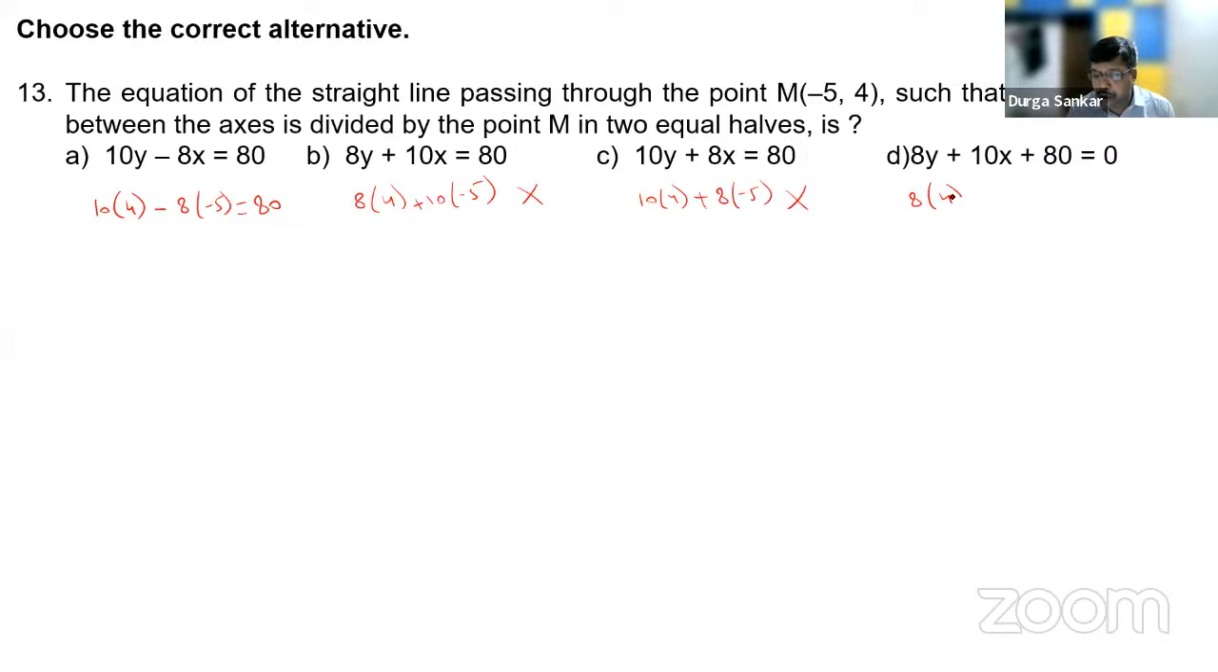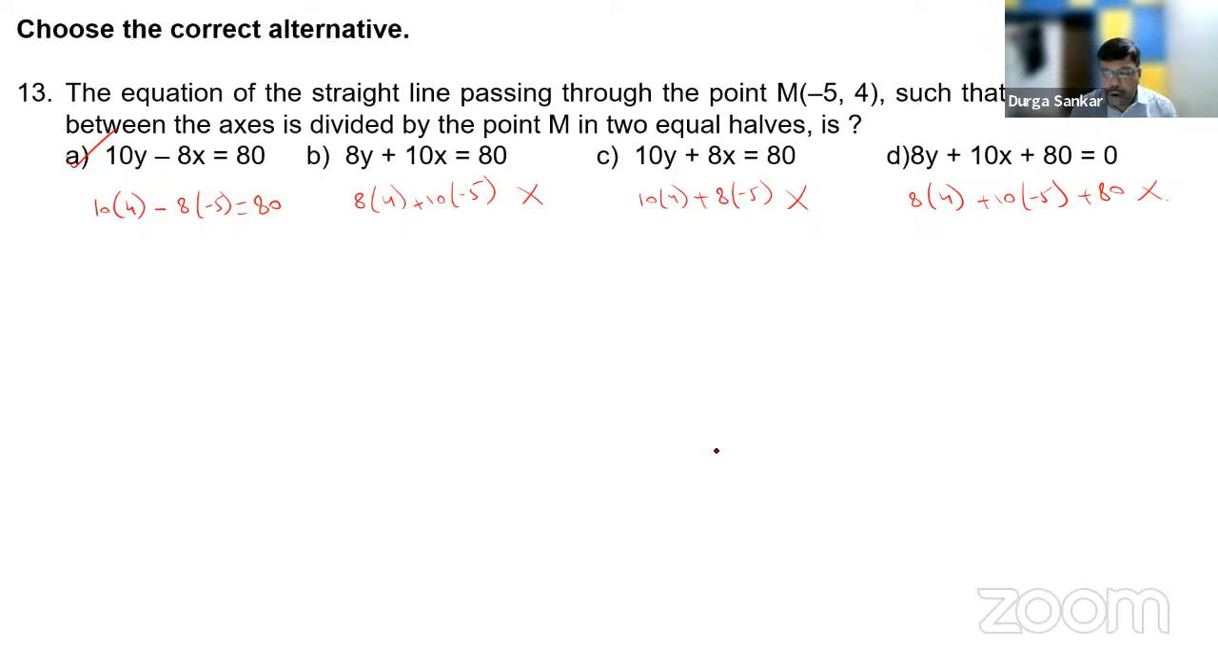8 into 4 plus 10 into -5 plus 80 is definitely not 0. Hence, answer option A. Now, suppose the idea of substituting the point from the answer options didn't strike. If I want to, or let's say this is a theta question, then how do we go about it?